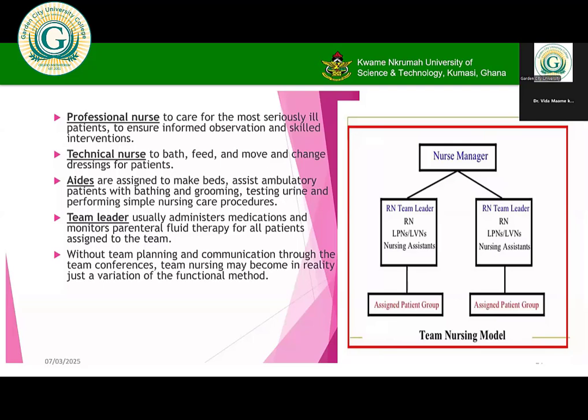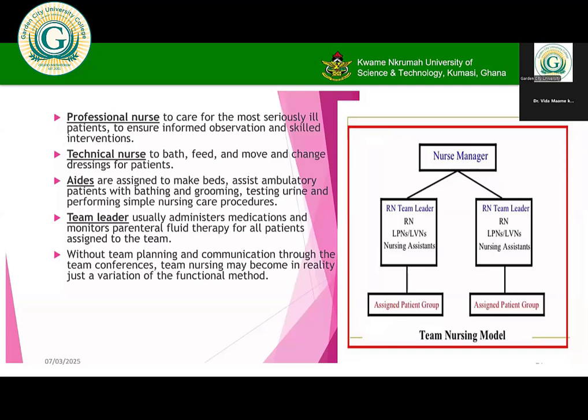Okay, and the aides, they are assigned to make beds, assist ambulatory patients with bathing and grooming. So that is our team. Then the team leader usually administers medications and monitors parenteral fluid therapy. So without team planning and communication through team conferences, team nursing may become, in reality, just a variation. So when we have a team, we need to plan as to what to do.